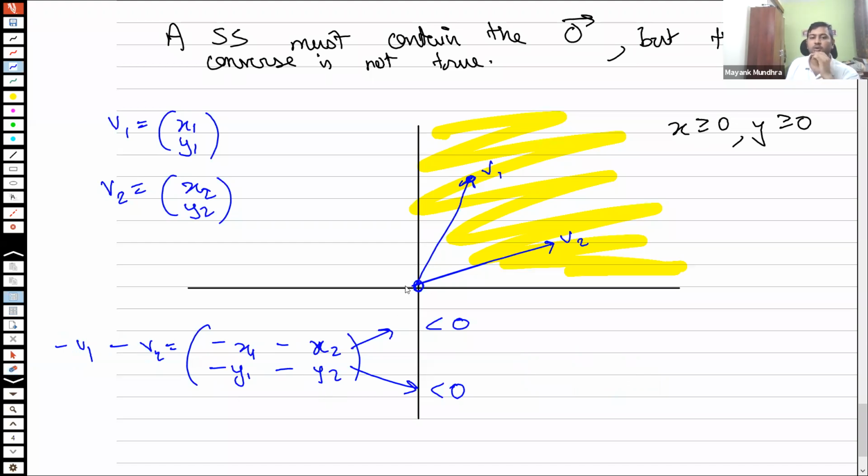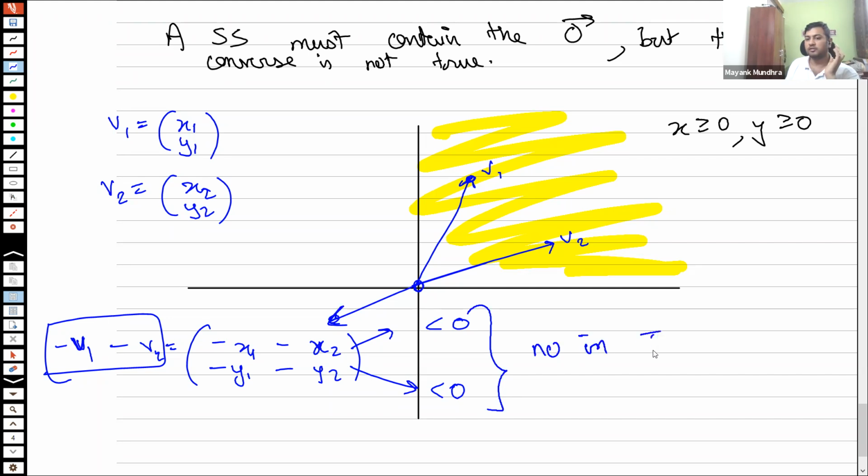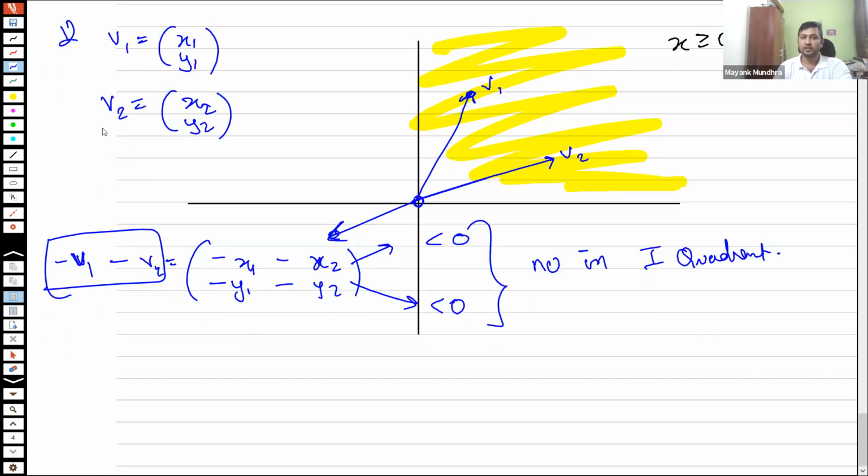Right. So what I get is that the linear combination will be somewhere here, along this direction. So it's not in the first quadrant. Okay, so it is not in the first quadrant. So this thing is not a subspace. Let's look at the second example.